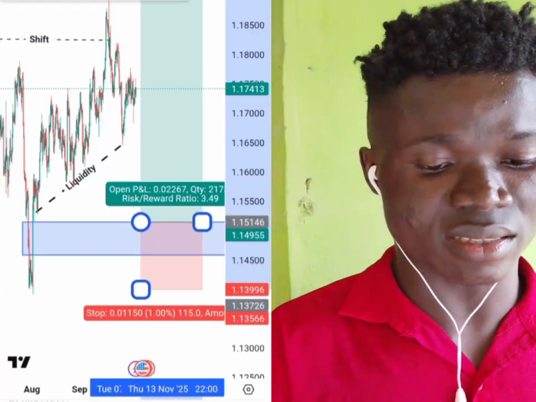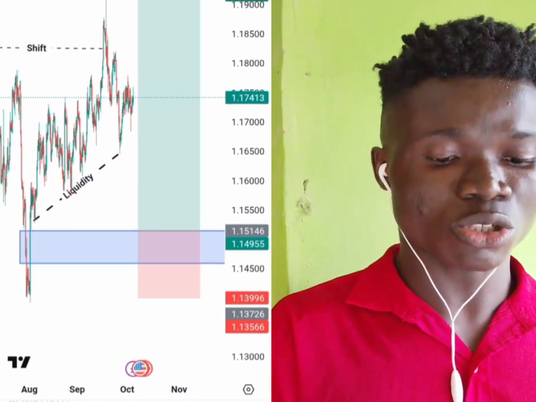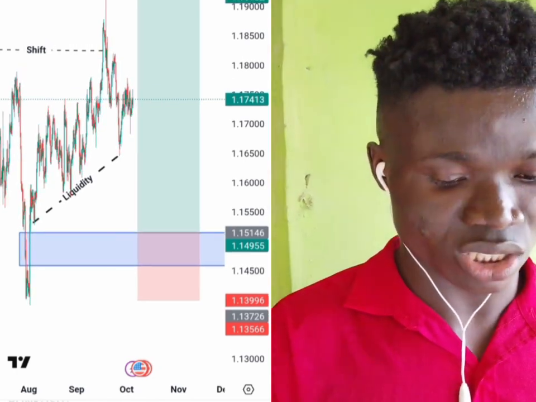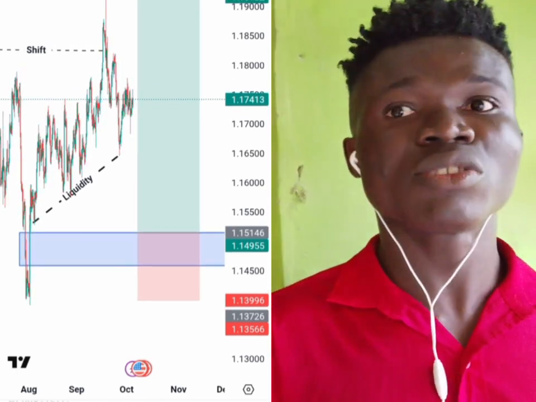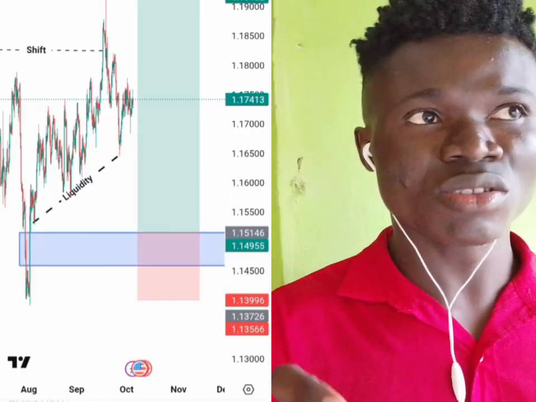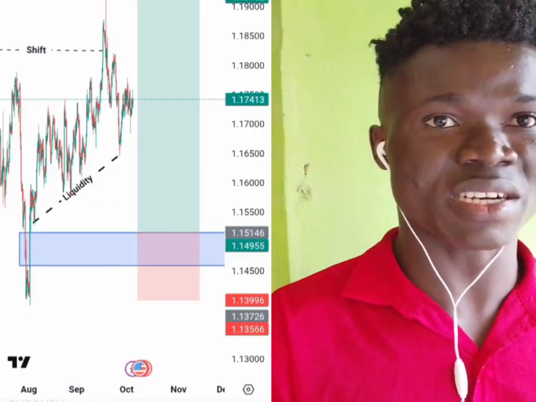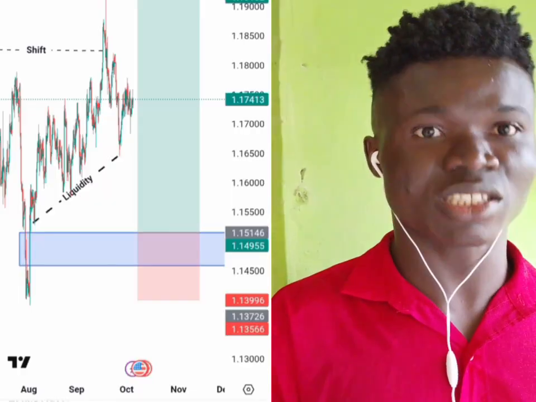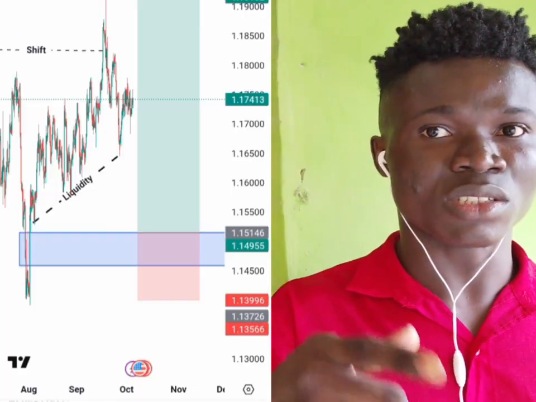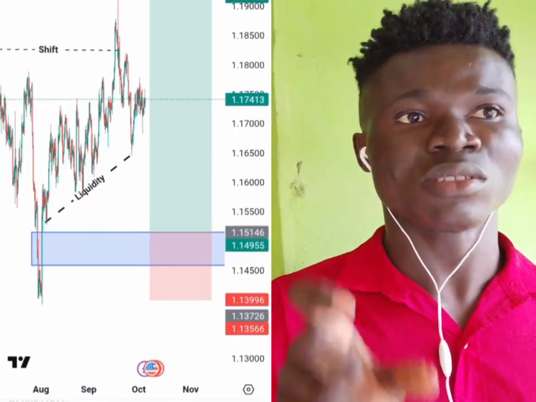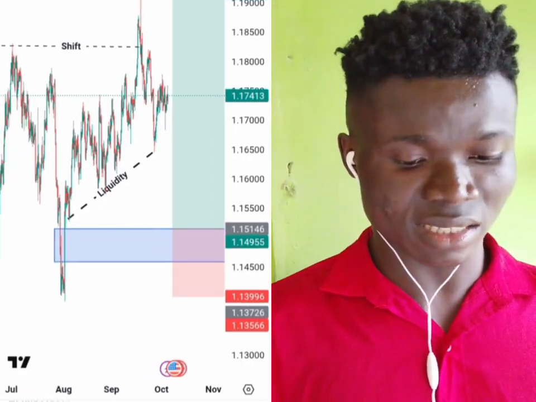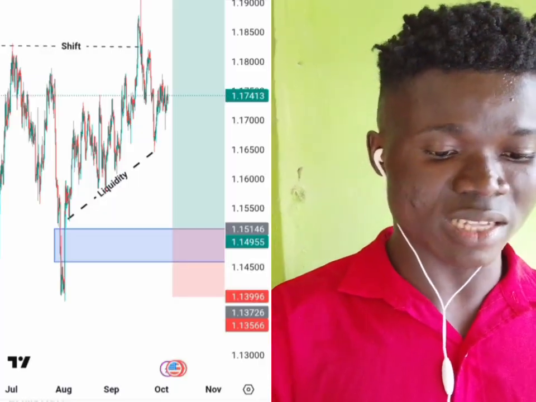Since the dollar index, the DXY, is bearish, then we'll also be expecting EURUSD to be bullish. So that's why I said whenever DXY is bullish, we're expecting EURUSD to be bearish, and whenever EURUSD is bearish, also be expecting the DXY to be bullish. But currently now, the DXY is weak, the dollar index is weak, so we're expecting EURUSD to be bullish.